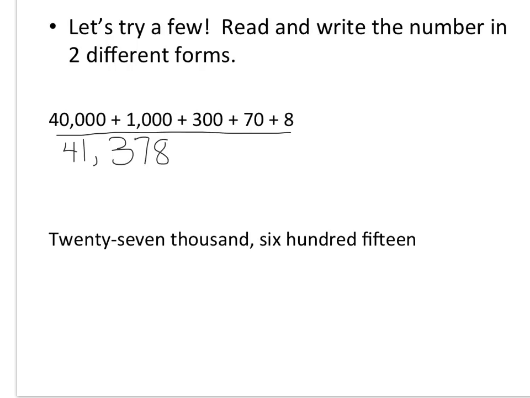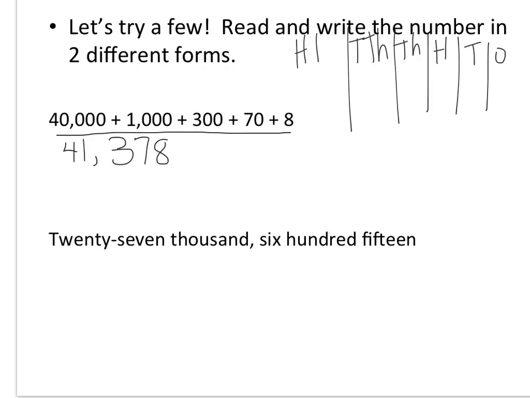378. If you're in doubt, don't forget you could go back to that place value chart that I showed at the beginning. You could think of this as the ones, the tens, hundreds. Here's your thousands, your 10,000s, and your 100,000s. And if I wasn't sure, I could see I have 40,000. That's a 4 here. 41,378. Yes, and the comma always goes between the periods. So that is the same thing.